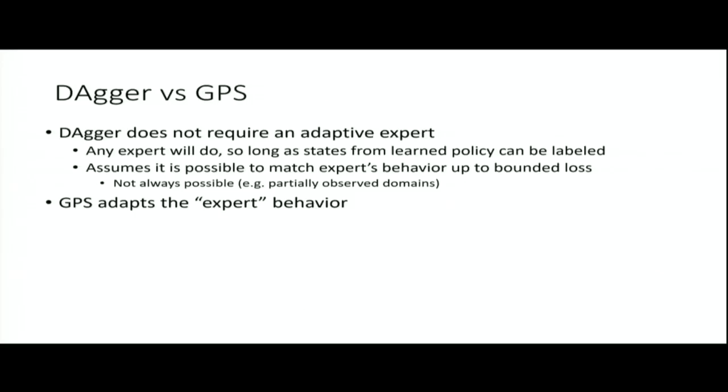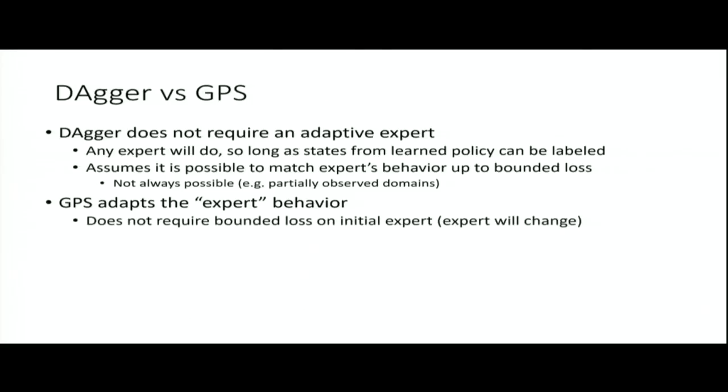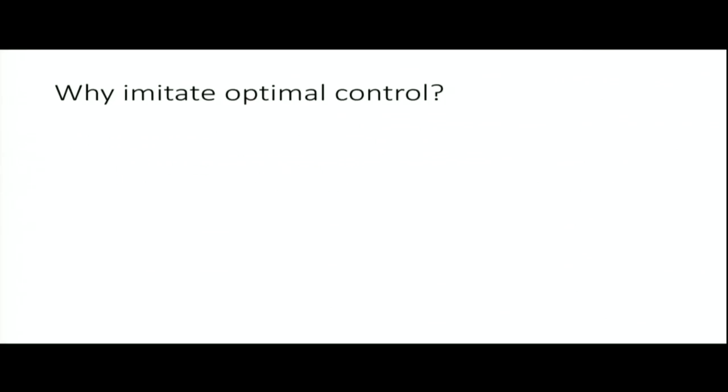Guided policy search adapts the expert behavior, which means that it doesn't require the bounded loss on the initial expert because it has that constraint that goes both ways. But of course, the trade-off here is that it requires you to be able to go in and modify your trajectory optimization algorithm to incorporate that additional policy loss. OK, so those are the methods that I described in today's lecture.